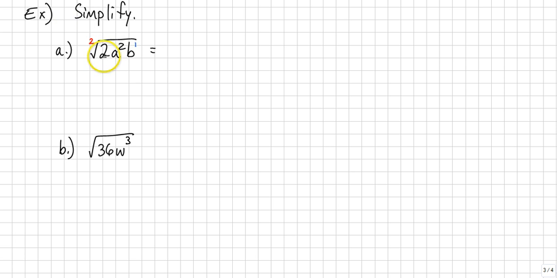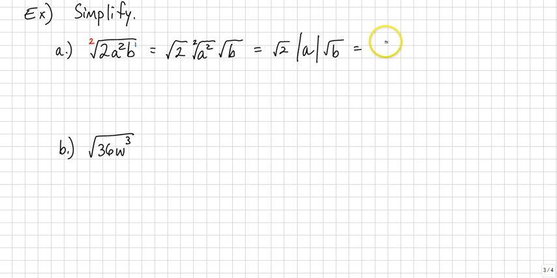But what we can do is notice I have 3 things being multiplied. So I could separate this as the square root of 2 times the square root of a squared times the square root of b. Well, the square root of 2 doesn't simplify, but the square root of a squared does. Because remember, my index is 2, even though we don't write it, and it's even, so I end up with the square root of 2 times the absolute value of a times the square root of b. Well, the square root of b doesn't simplify anymore because it's just b. There's nothing else I could do with it.